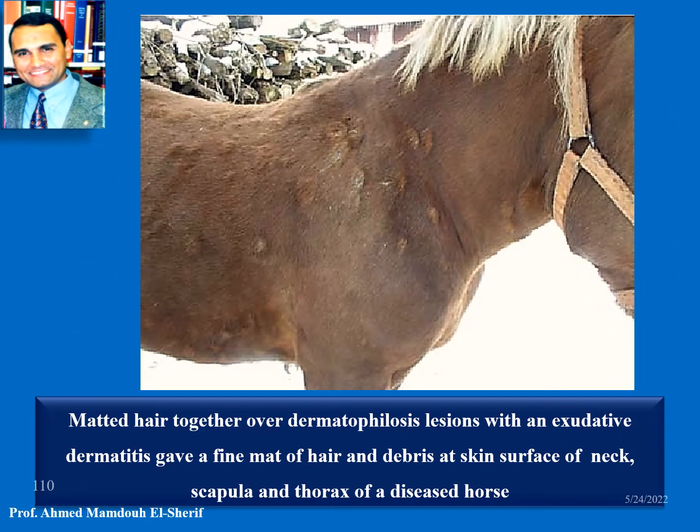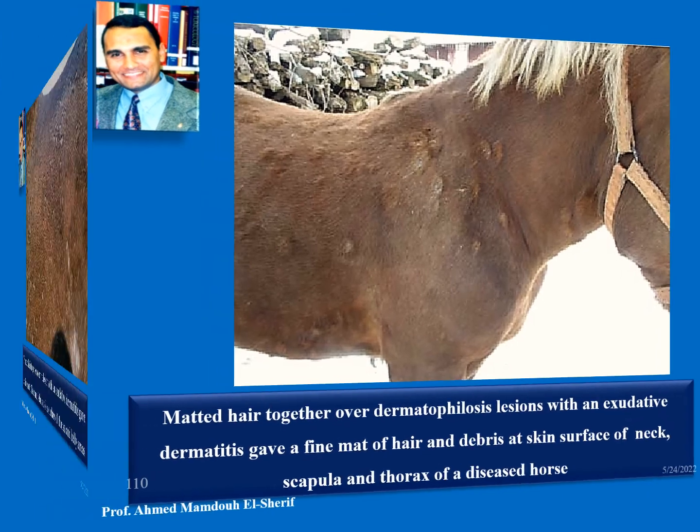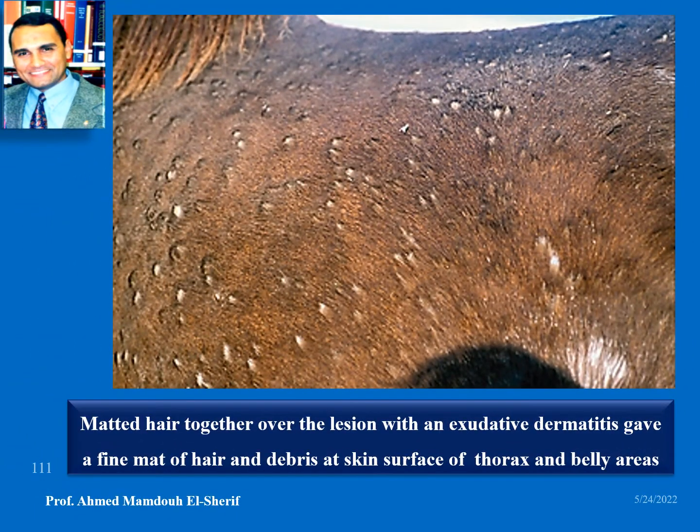Matted hair together over dermatophilosis lesions with an exudative dermatitis gave a fine mat of hair and debris at the skin surface of the neck, scapula, and thorax of a diseased horse. Thorax and belly areas of a diseased horse with dermatophilosis showing matted hair together with an exudative dermatitis.